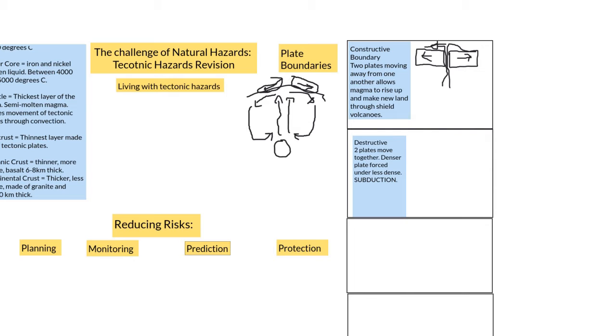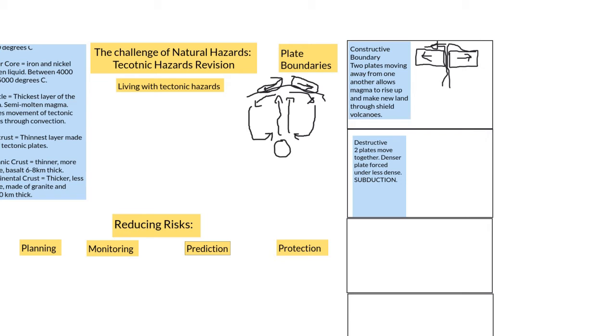As our oceanic plate is forced underneath, it starts to melt in the hot magma of the mantle, and this magma then starts to rise up through cracks in the other plate, causing our volcano. Now this is more of a steep-sided composite volcano as opposed to our low-lying flat shield volcanoes that we've seen at a constructive boundary.